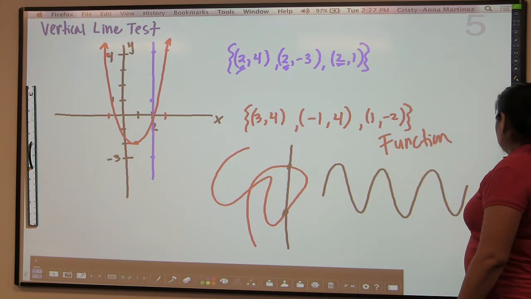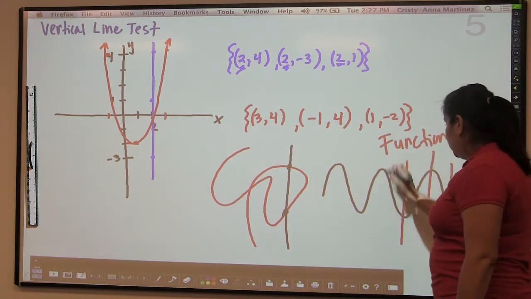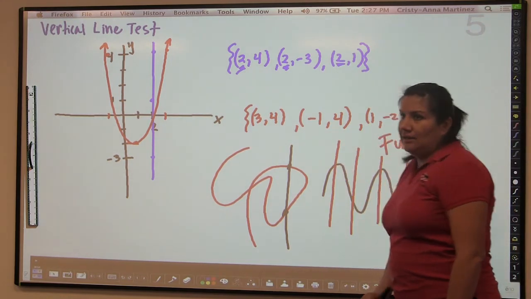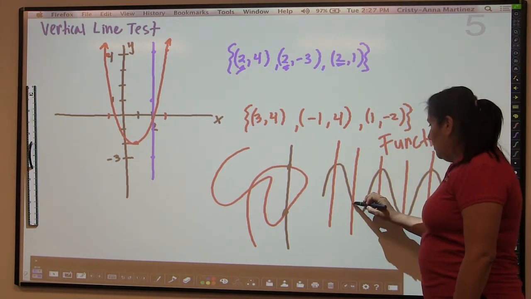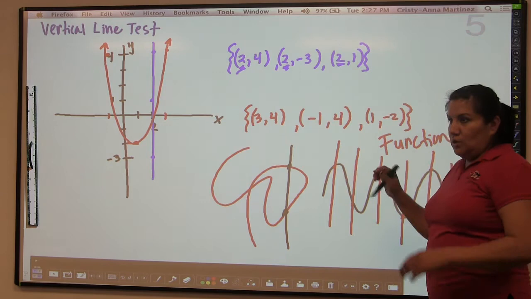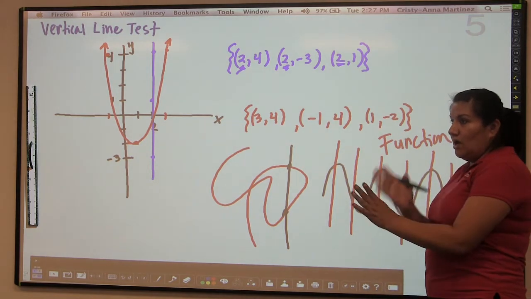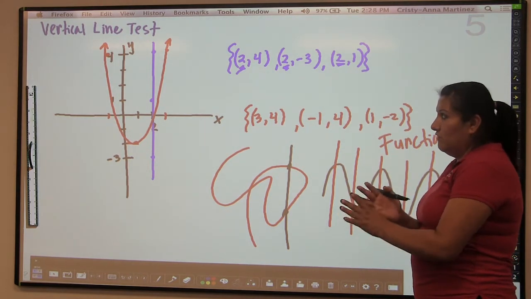But if I do this, totally pass. I can draw vertical lines all over the place. And every time I draw a vertical line, it's only going to cross one time, one time, one time. So I hope you understand what the vertical line test is. If it crosses more than once, it's not a function.